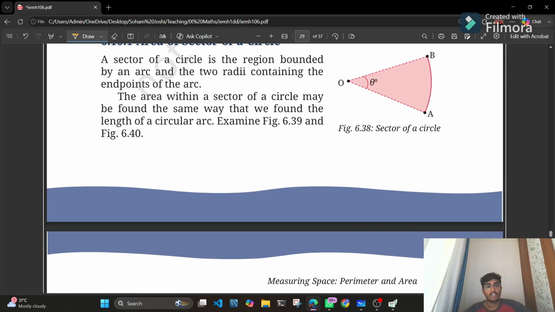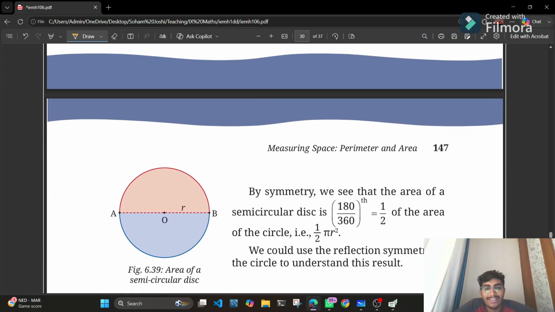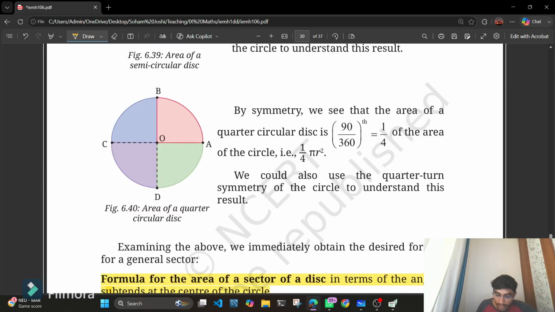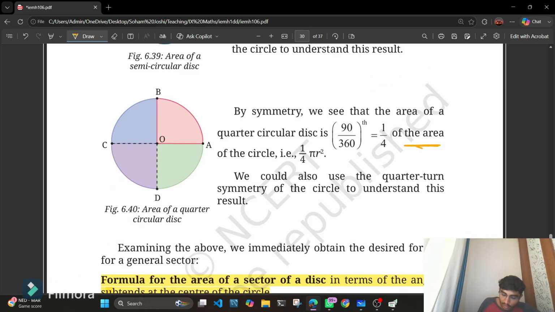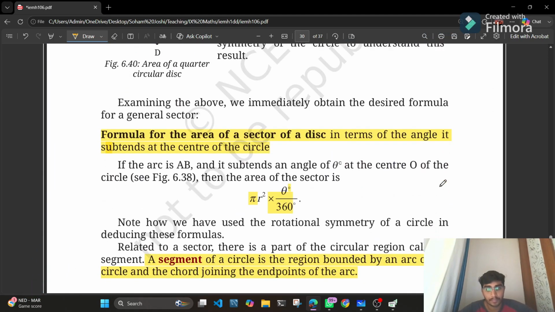Area of sector of a circle. So basically, this is a sector, that is formed by an arc and joining the center of the circle. So using symmetry, for a semicircle, the area becomes half of the area of the circle, that is half pi r square. For a quarter, it becomes 1/4, similarly as we saw in the case of perimeter. So that is not a problem.